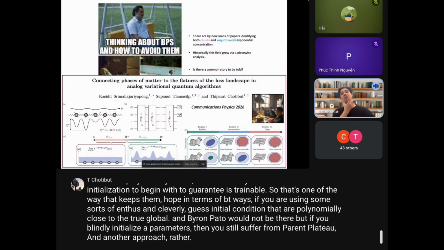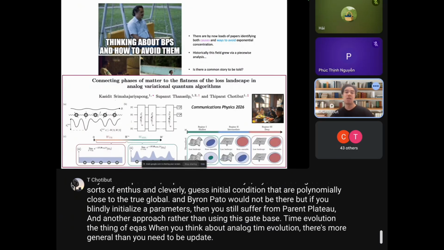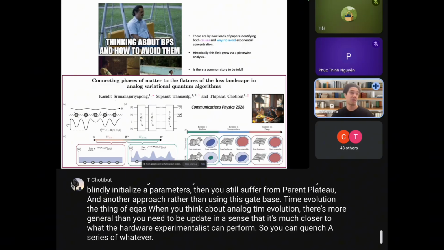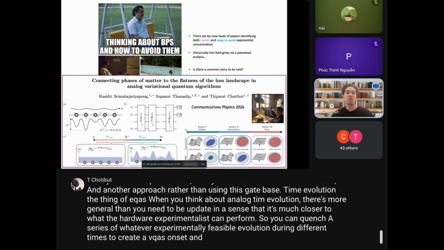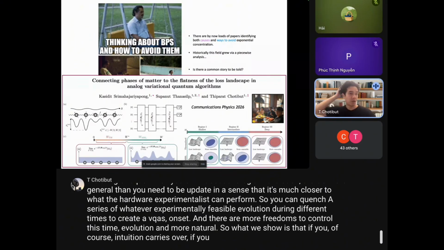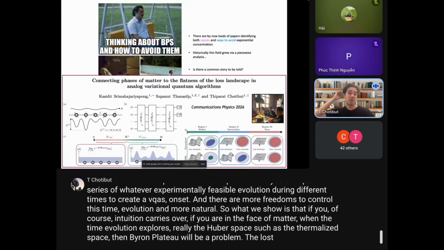And another approach, rather than using this gate-based time evolution to think of VQAs, is to think about analog time evolution, that's more general than unitary updates, in the sense that it's much closer to what the hardware experimentalist can perform. So you can quench a series of whatever experimentally feasible evolution during different times to create the VQA ansatz, and there are more freedoms to control this time evolution and it's more natural. So what we show is that, of course, intuition carries over: if you are in the phase of matter where the time evolution explores fully the Hilbert space, such as the thermalized phase, then barren plateau will be a problem, the loss landscape becomes flat.